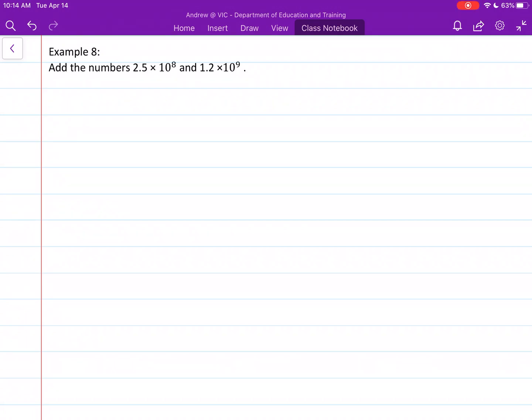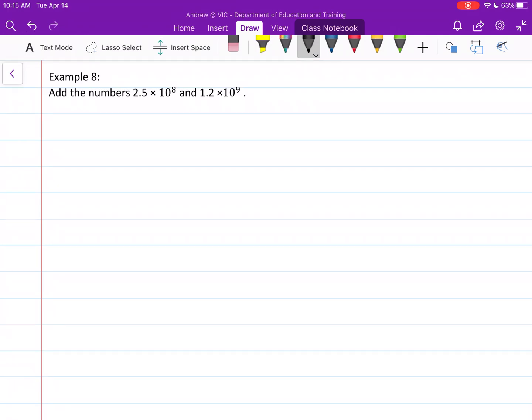Hi all, so in this video we're just going to be looking at adding powers of 10 together, okay? So with this question we're adding the numbers 2.5 by 10 to the 8 and 1.2 by 10 to the 9, okay? So what we need to do when we're first attempting these questions is look at if we've got the same power of 10, and in this question we do not. So the first thing we need to do is write them all to the same power of 10.